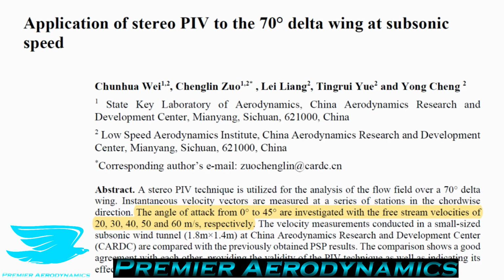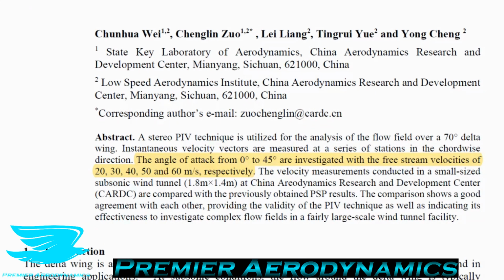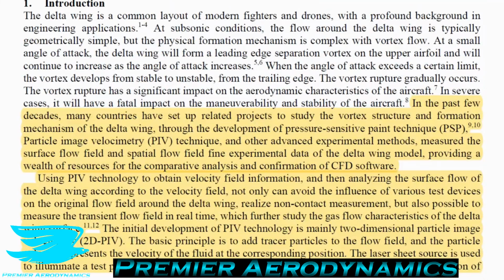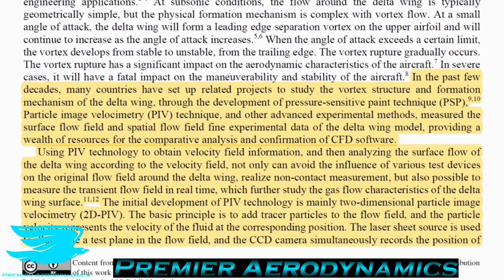So this paper looks into that. And to do so, they looked at a delta wing, and they said that the angles of attack were from 0 to 45 degrees, and they were investigated with free stream velocities from 20 meters per second to 60 meters per second. So let's talk about PIV now, even more. So they say in this paper, in the past few decades, many countries have set up projects to study the vortex structures and formations of delta wings.